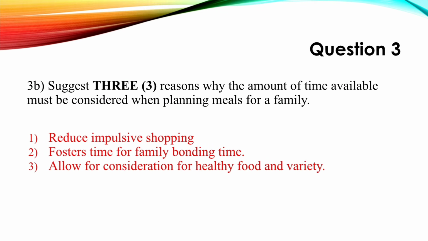Next question, suggest 3 reasons why the amount of time available must be considered when planning meals for a family. Now, one of the first reasons is that it reduces impulse shopping. Now, in case you're wondering, impulsive shopping would mean that you would have purchased something that you weren't initially planning on purchasing. So if it was not planned for in your budget ahead of time, it would be considered as an impulsive buy. Number 2 would be that it fosters time for family bonding time. And number 3, it allows for consideration for healthy food and variety.